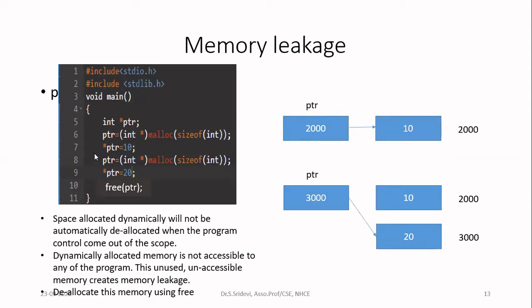Then I write star ptr is equal to 10. When I write star ptr is equal to 10, first it will go to ptr. Here you have the value as 2000. You are not writing simple ptr, you are writing star ptr. So take the address from here and go to that memory address. Here the address is 2000, so you go to the memory address 2000 and in that address you store the value 10. So here 10 will be stored after executing line number 7.